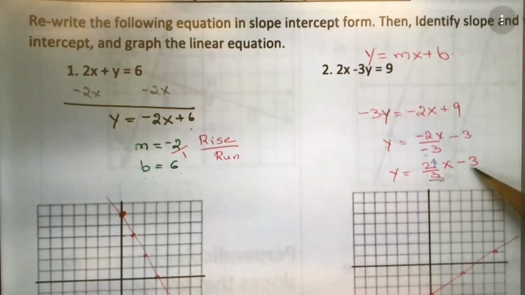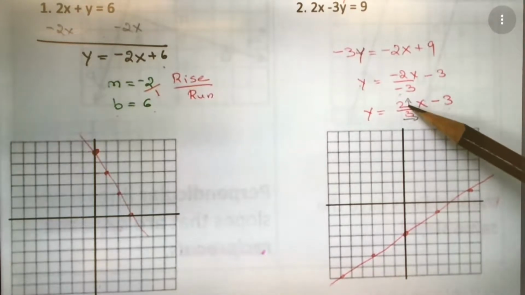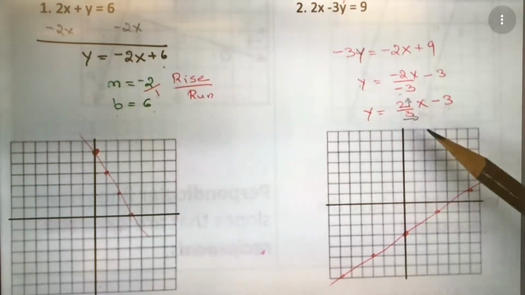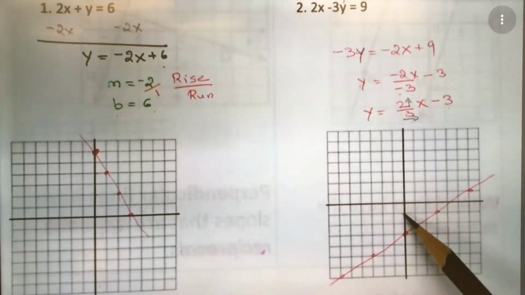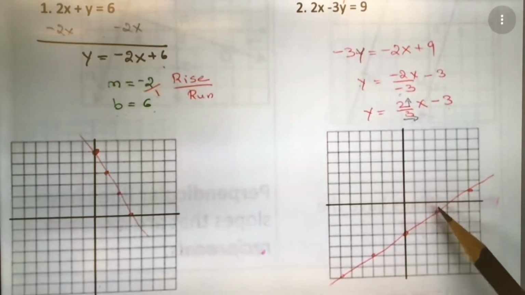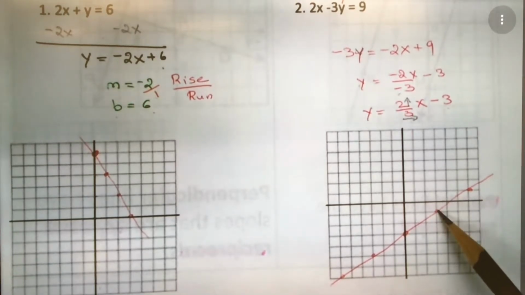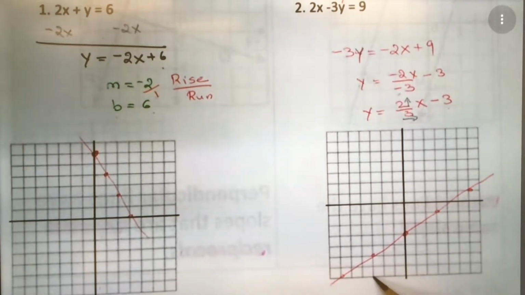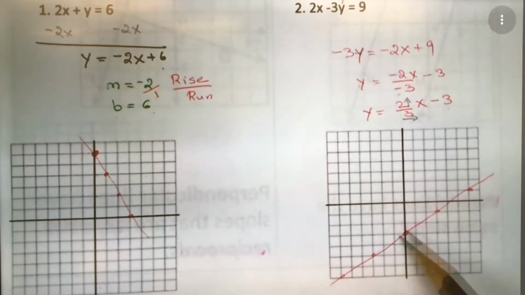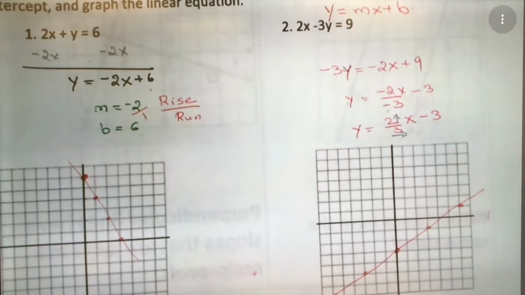Since the y-intercept is negative 3 on the y-axis, I plot the point negative 3, and the slope is 2 over 3. That means your rise is 2 points up and your run is 3 points to the right. So from this point you move 2 up, 3 over to the right, 2 up, 3 over. If you go backwards, you go 2 down, 3 to the left, 2 down, 3 left. Draw a line connecting all those points. This is the graph of the line 2x minus 3y is equal to 9.